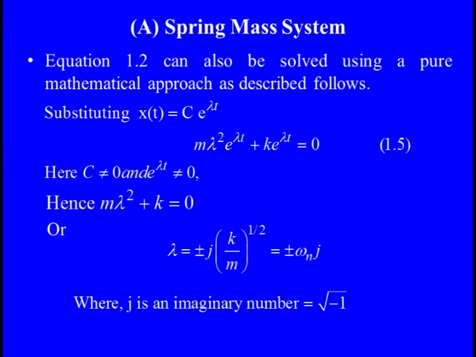That means finally we end up with the equation m lambda square plus k equals 0, or lambda is equal to plus minus j, the imaginary unit, times the square root of k by m. This square root of k by m is the system's property through which we get the eigenvalue, or we can say the characteristic root of the equation. We refer to that as the natural frequency.